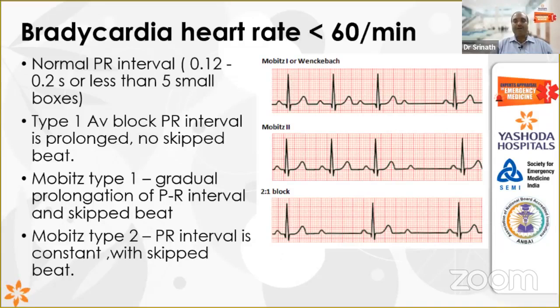The last one is your third degree block, where everything is abnormal. There is no relationship between the QRS complexes and the P waves. That is called third degree AV block. So to tell you in short, all these things you have to remember: narrow complex tachycardia, broad complex tachycardia, and then the bradycardias: first degree, second degree type 1, second degree type 2, and third degree block. So, as I mentioned, what are you seeing for signs of stability?